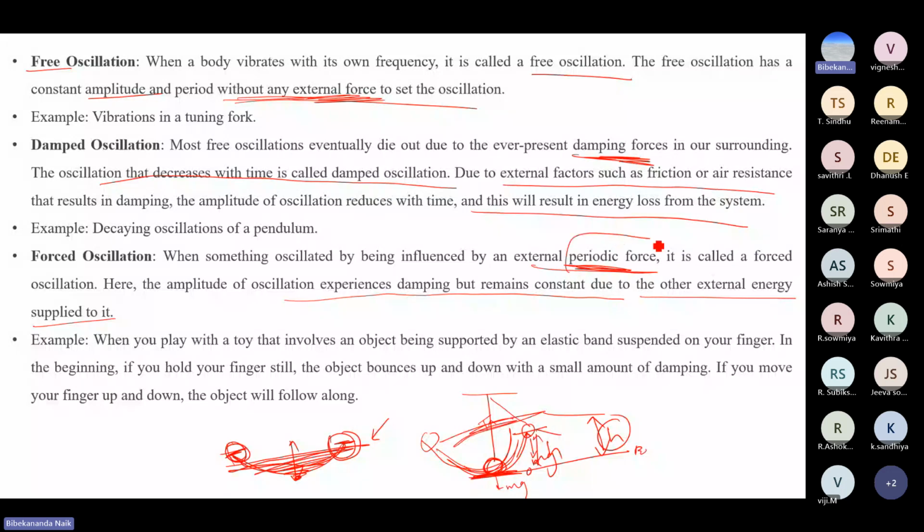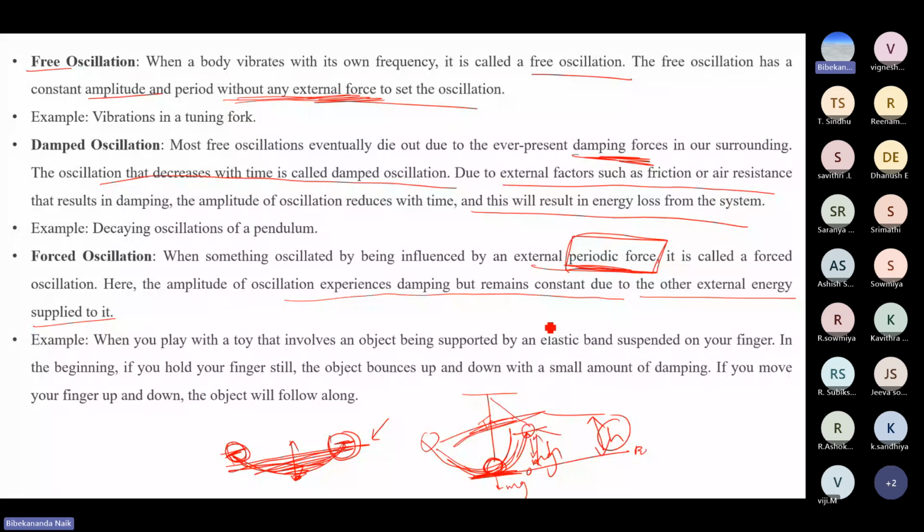So this is called the periodic force, and this periodic force also has a frequency of its application, because there are two frequencies: one is the frequency of oscillation and another is the frequency of the periodic force. When these two frequencies are equal, then the amplitude will be increasing with time. This condition is called resonance. We'll be discussing it in a few minutes.